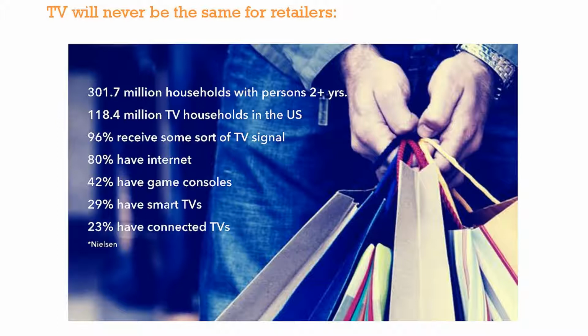Here's some stats. And when I checked with my research department, they were pretty adamant that everything you see listed here is changing every single day. Now, according to Nielsen, there are over 118 million TV households this year. A majority of them receive some sort of signal, so it's hard to find one that doesn't. 29% of those households have a smart TV, and that equals 40.2 million households in 2016.